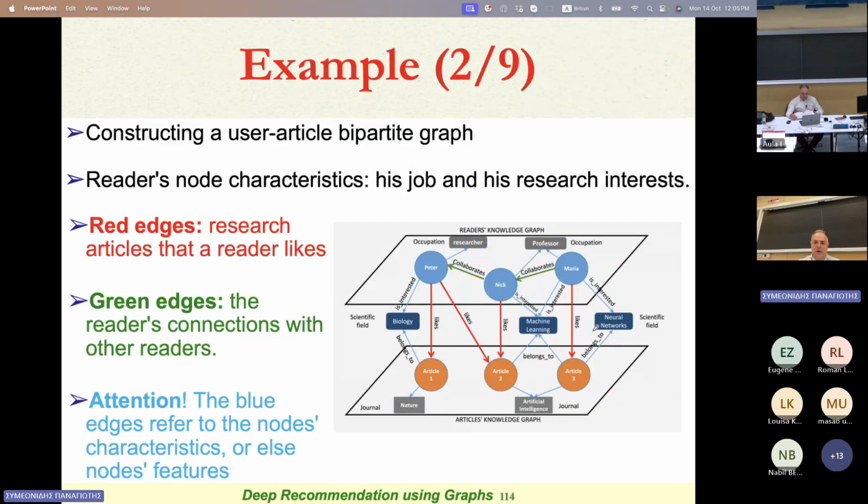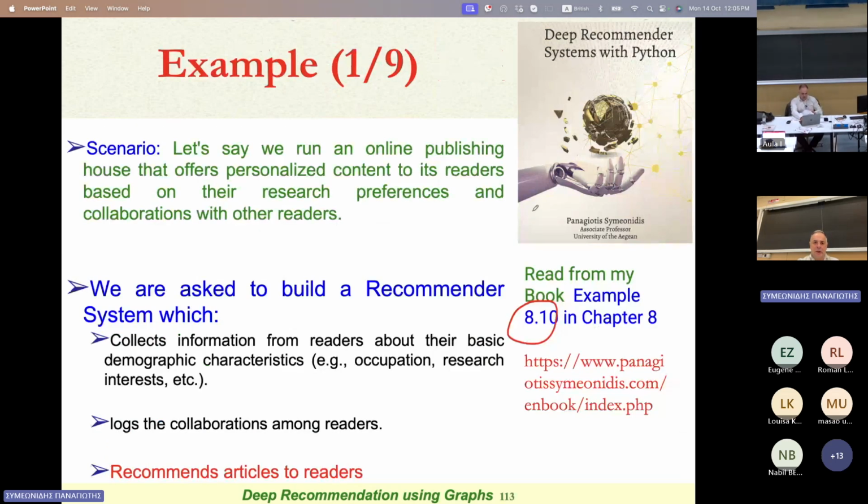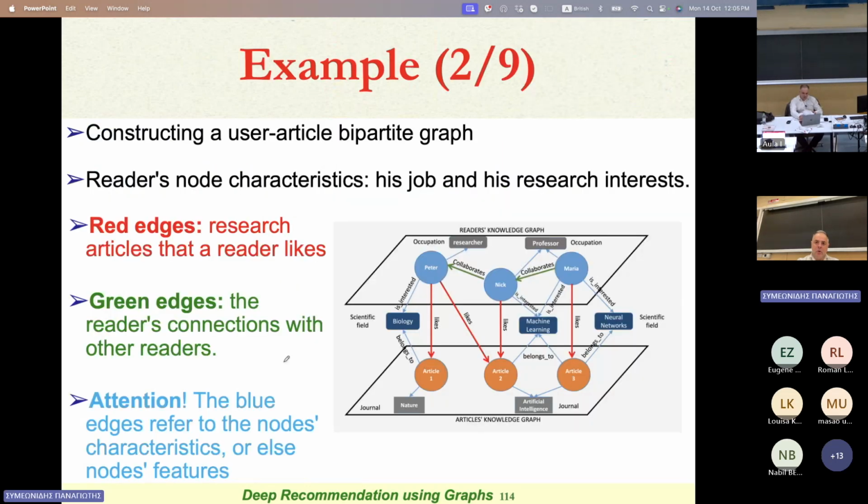We start with a graph. This graph is about an online publishing house, and we want to make recommendations of articles to the readers of this online website. Okay, so what is the information that we keep? We have these blue nodes are the readers. We have Peter, Nick, and Maria. They have these red interactions, which are the likes.